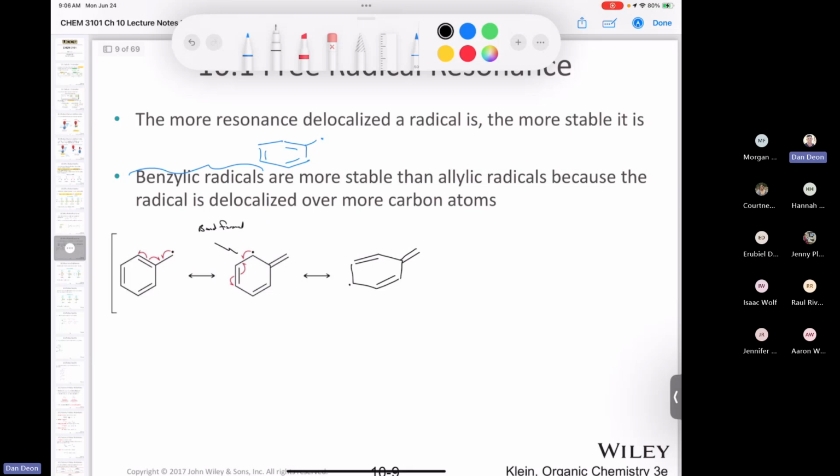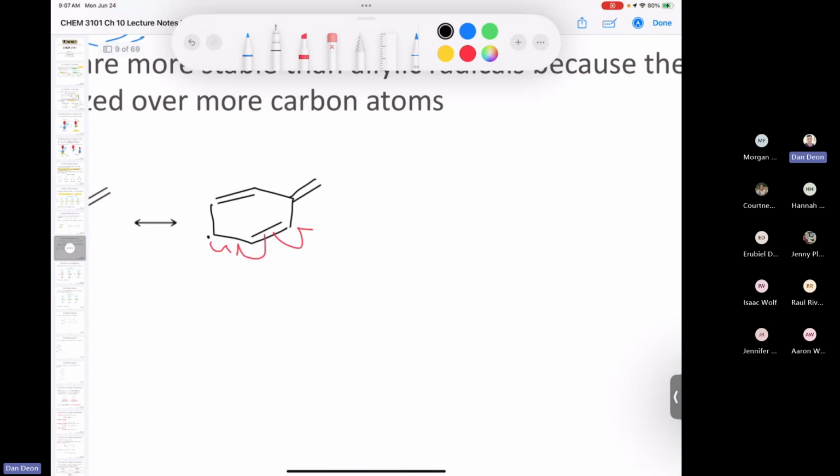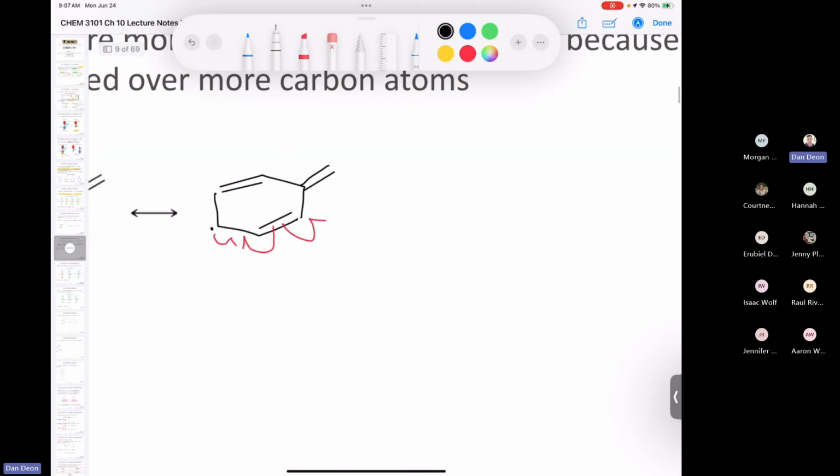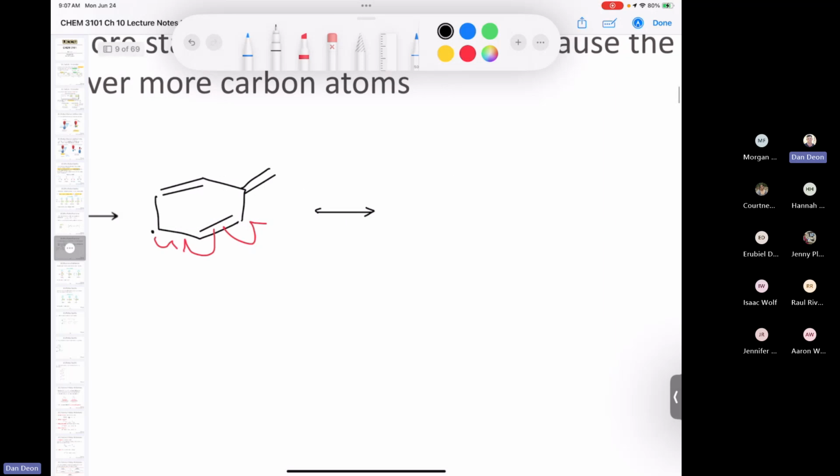So can we draw another resonance form? Yeah, absolutely, because here we have an unpaired electron, the double bond. So we're going to make this electron meet with this one, and then this electron is going to go over here. We're going to put in our resonance arrow. Got to use the proper arrows, right? So we're going to put our six-membered ring, which looks something like that.